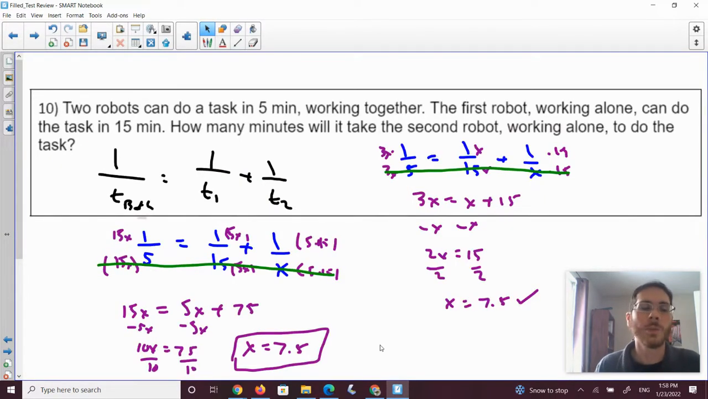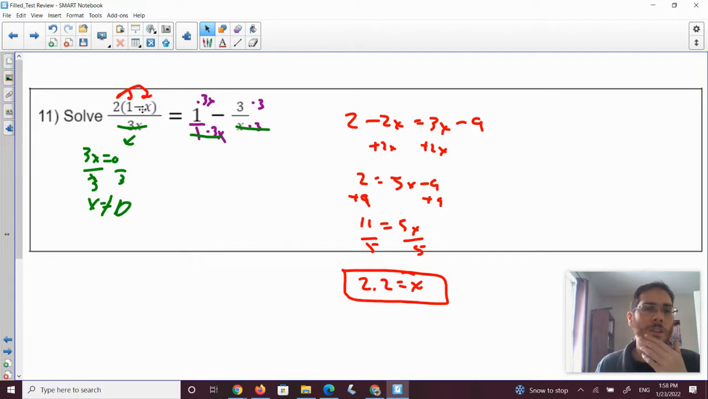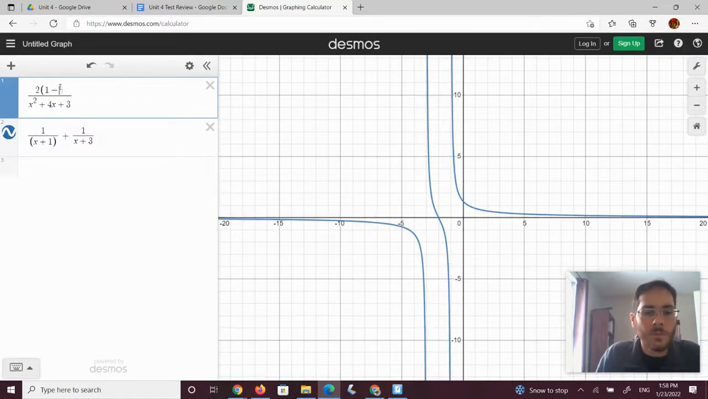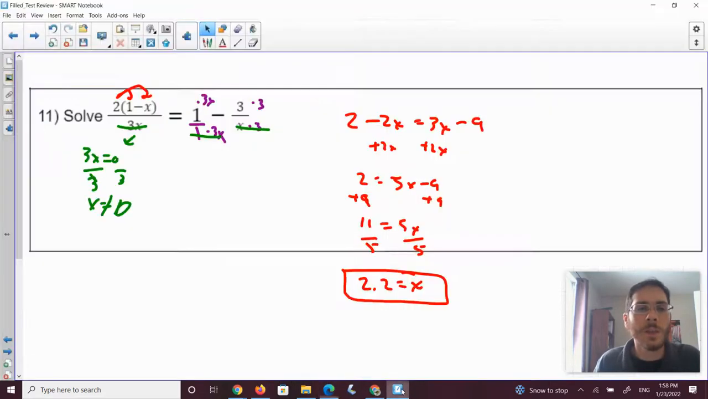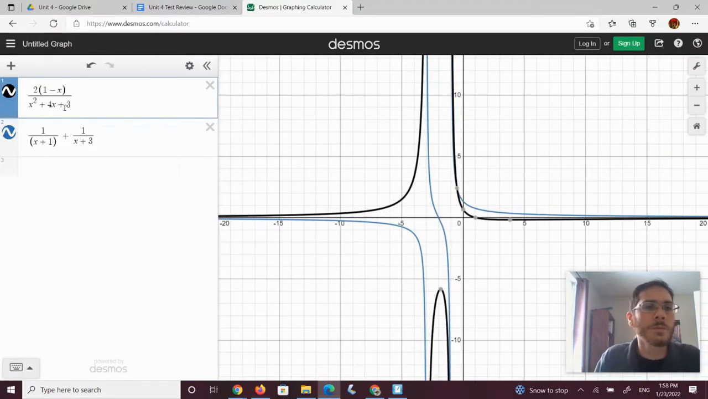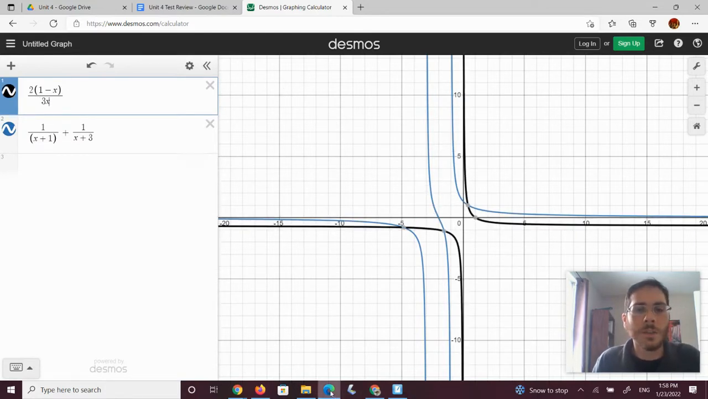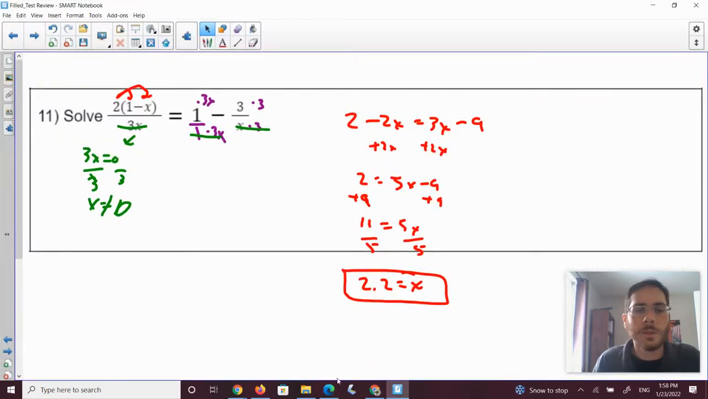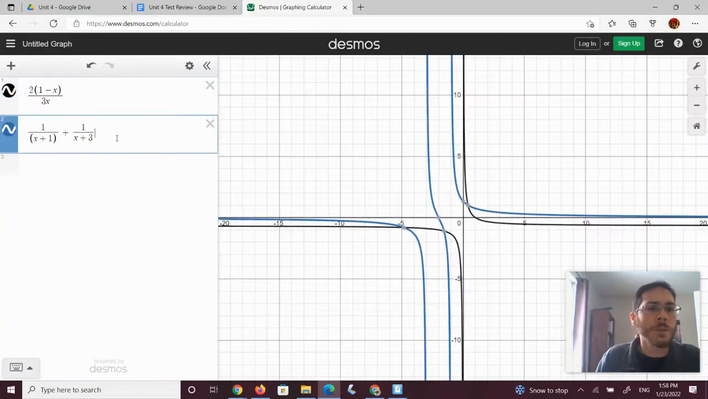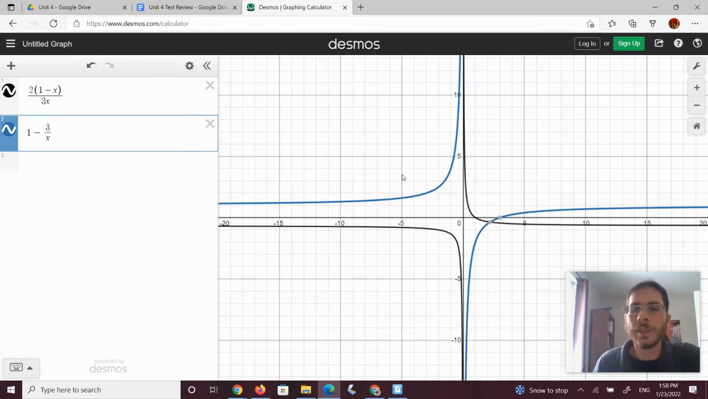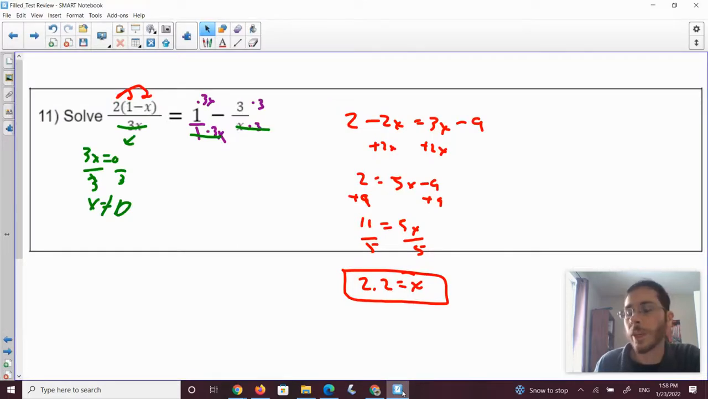Moving on. With the robot, can't really do too much again. Here we've got another solve, so we can do this one just like we did the last one. If we want to put in 2 parentheses 1 minus x, and we're dividing by 3x. And on the other one, we've got 1 minus 3 over x. And we can see that these things are going to line up right here at 2.2. That's what we got for our answer.